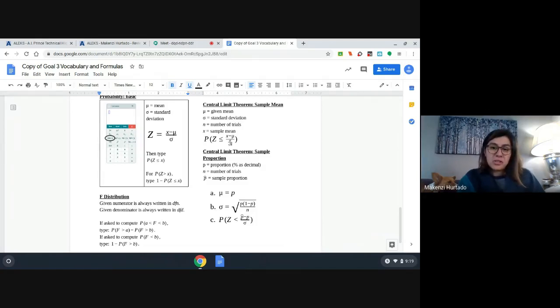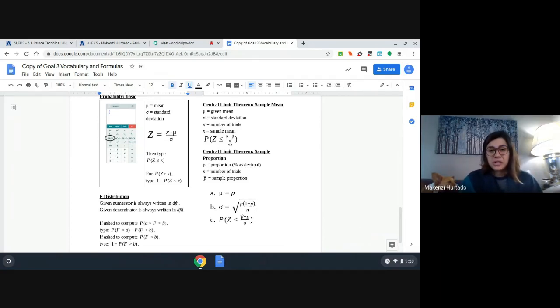Our first question asks us for the mean, and that is P. So it's very simple. You're just putting what P is for the first answer. Your second question is going to ask for the standard deviation, and that is going to be the square root of P times 1 minus P over N, which stands for the number of trials.